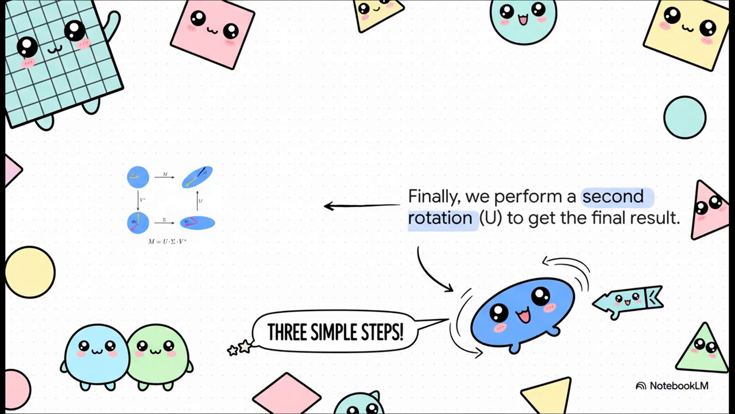And for the grand finale, step 3, a second rotation. We just take our brand new ellipse and spin it into its final position. And just like that, the complex transformation is done. But it wasn't one move. It was just those three simple steps in a row.